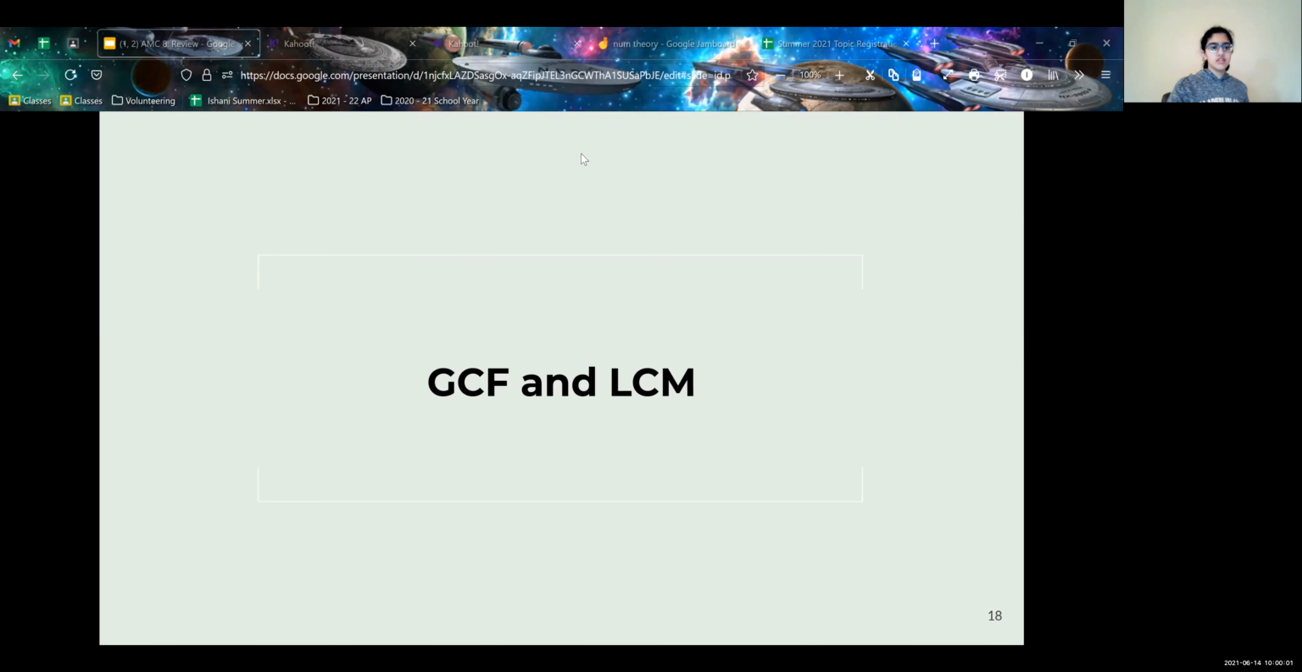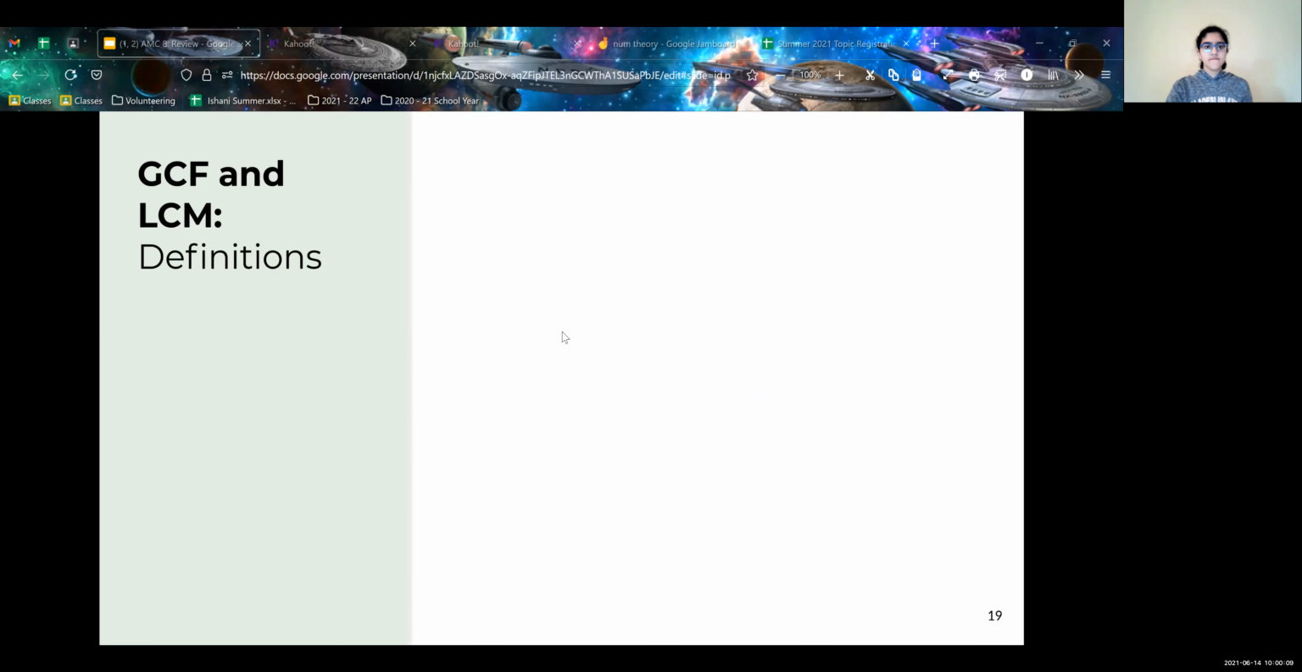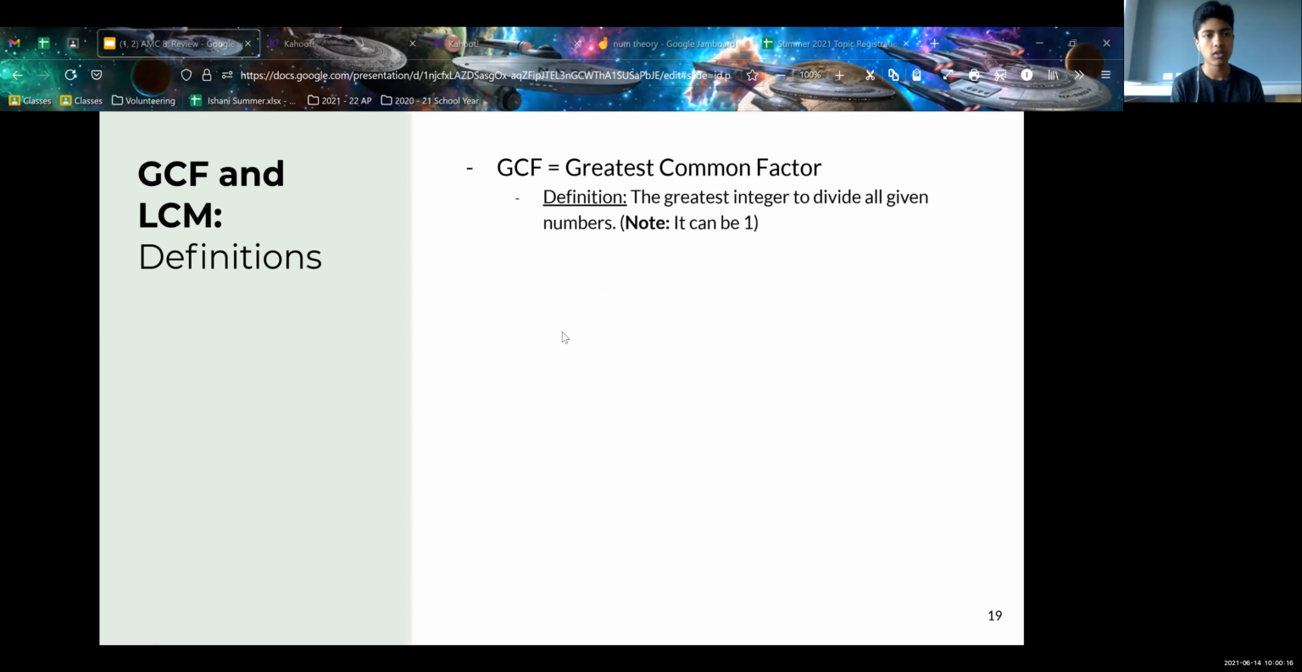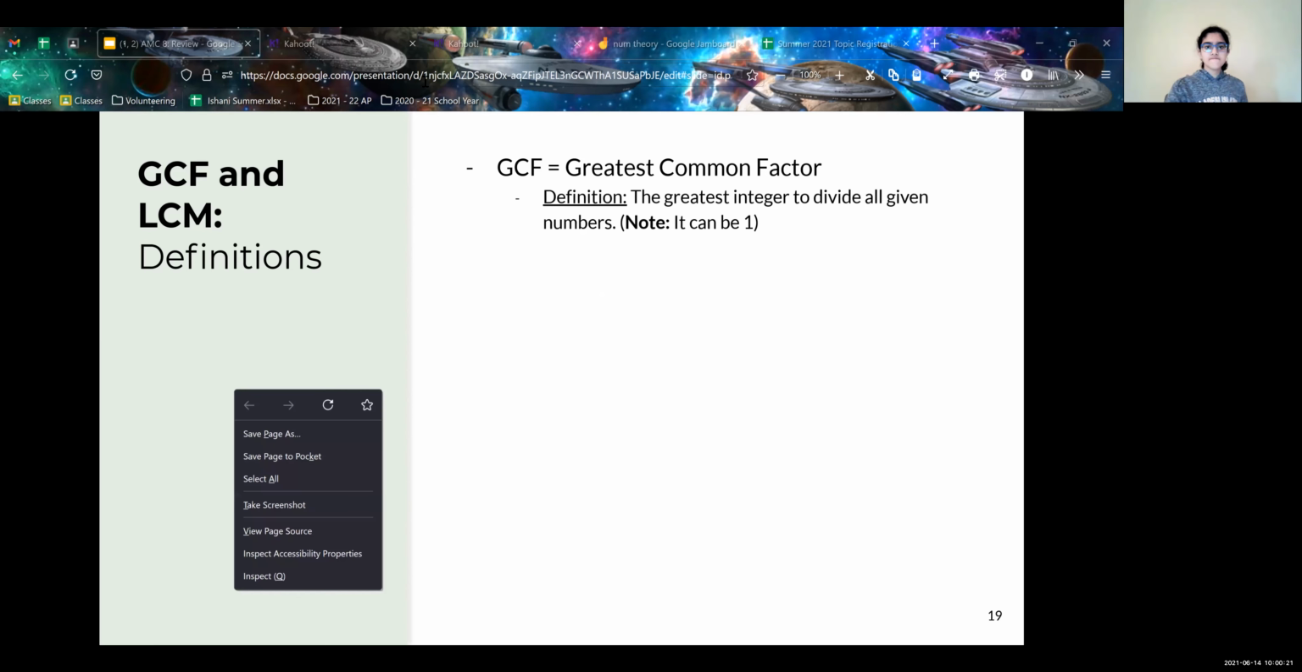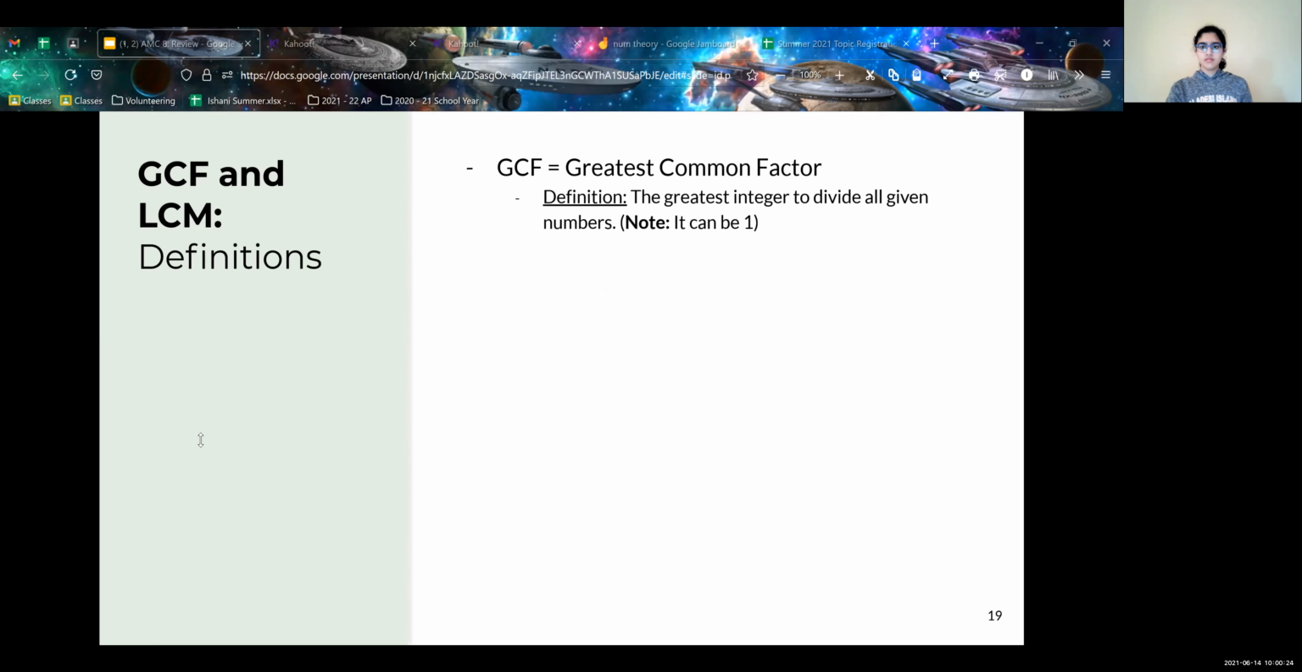So now we're going to be doing GCF and LCM. GCF stands for greatest common factor, and LCM stands for least common multiple. The greatest common factor is, as the name implies, the greatest integer to divide into all the given numbers. For example, if the numbers are 16 and 24, the greatest common factor would be 8, because 8 is the largest number that divides into both 16 and 24.